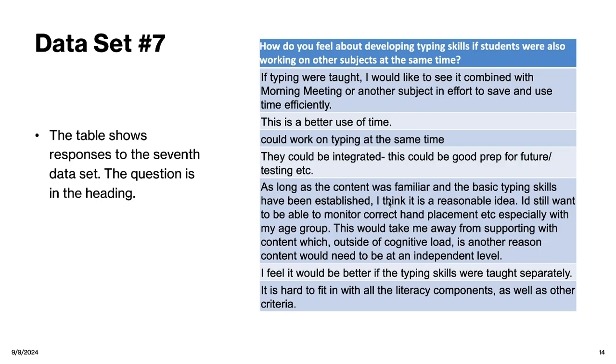As long as the content was familiar and the basic typing skills have been established, I think it is a reasonable idea. I'd still want to be able to monitor correct hand placement, etc., especially with my age group. This would take me away from supporting with content which, outside of cognitive load, is another reason content would need to be at an independent level. I feel it would be better if the typing skills were taught separately. It is hard to fit in with all the literacy components as well as other criteria.